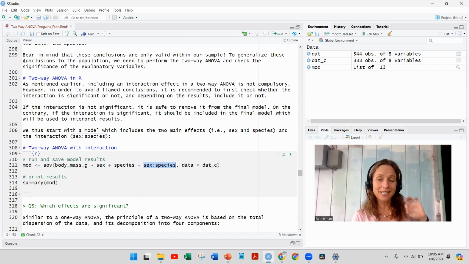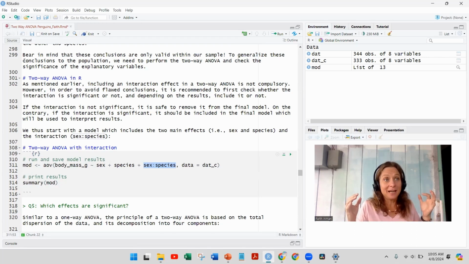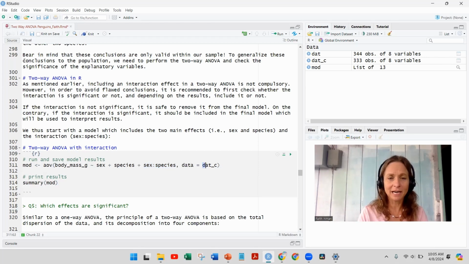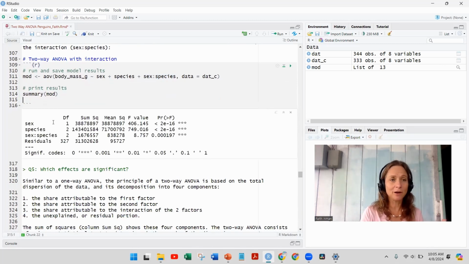This model is exactly the same as the one we ran before with the asterisk doing the multiplication, but it's coded a little differently because later on when we pull out the results, it likes that better. It does the same thing. And we ran it on our data dat_c, our clean data. And then we can print the model results by using the summary command to show us an ANOVA table. Run this whole chunk, boom, and we get an ANOVA table with our degrees of freedom, sum of squares, mean squared values, F value, P value.